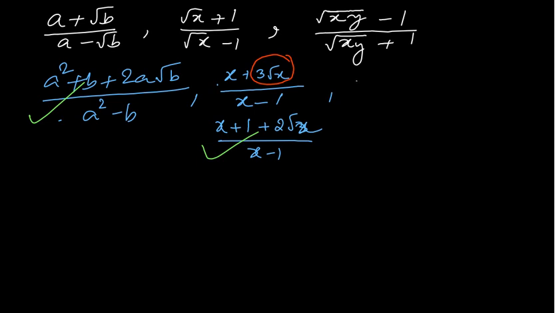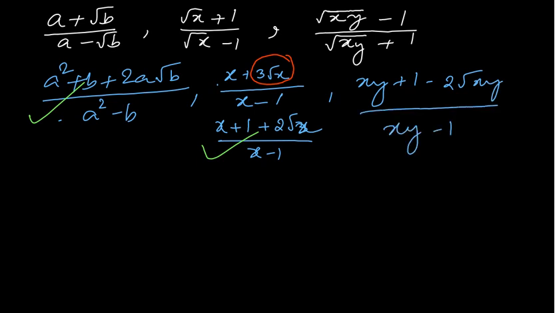Next one is xy plus 1, xy plus 1 minus 2 root xy, by xy minus 1. Correct.